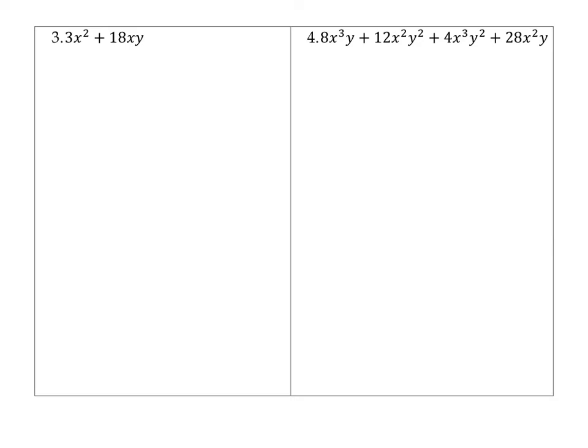Okay, moving on to number 3, we're going to do the same things that we've been doing for 1 and 2. So we're going to look at those plain numbers first. We've got 3 and 18. Are they both divisible by a common factor? Well, they are. They're both divisible by 3. Then we need to look at our variables. Do both terms have an x component? Well, they sure do. One's x squared and one's x. So the greatest common factor out of those two is just going to be 1x.